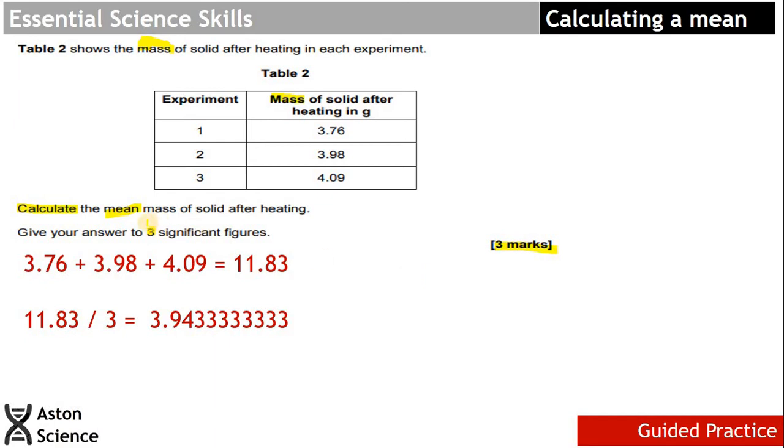So if we want to put this to 3 significant figures, we're picking out the 3 important numbers: our first significant figure, second, and then third here. But if we look to the right of our third significant figure, that is a 3, so we just keep that one as 4. If that one was 5 or above, we'd obviously round this number up. So that gives us an answer of 3.94. So that's all 3 marks.